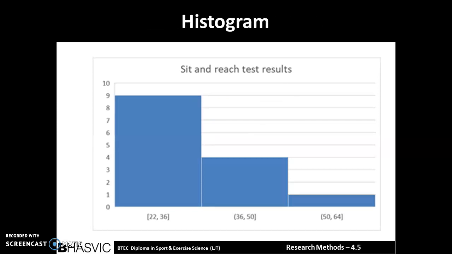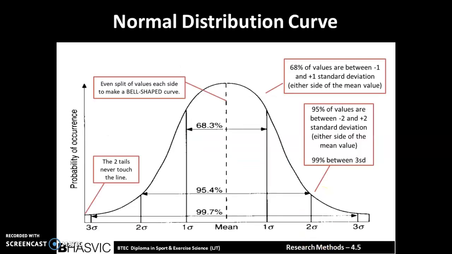So this is a histogram. It shows the frequency that the participants reach a certain score. For example, this histogram is showing the results of a sit and reach test, and shows that 9 performers were able to achieve a score between 22 and 36 centimeters. 4 performers were able to achieve a score between 36 and 50 centimeters, and 1 performer achieved a score between 50 and 64 centimeters.